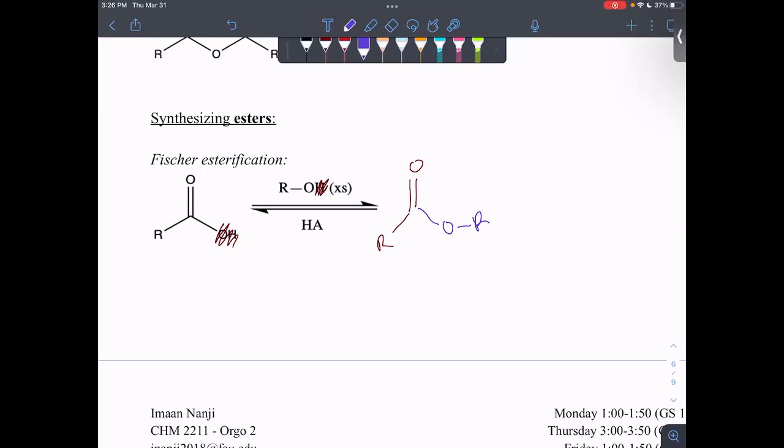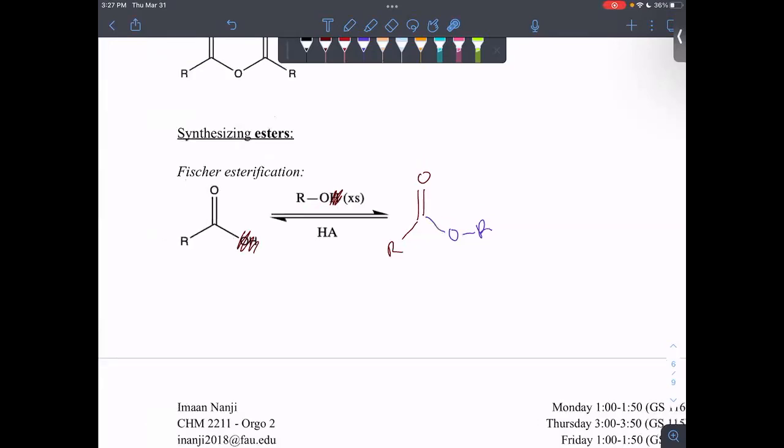If we wanted to go back from an ester to a carboxylic acid, what do you think we would replace this nucleophile with? With water, yeah. So in that case, if we want the equilibrium to go to the carboxylic acid side, we just add a ton of water to this reaction and keep everything else the same.